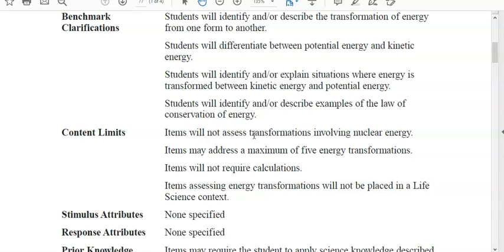Items will not assess transformations involving nuclear energy. Items may address a maximum of 5 energy transformations. Items will not require calculations. And items assessing energy transformations will not be placed in a life science context.